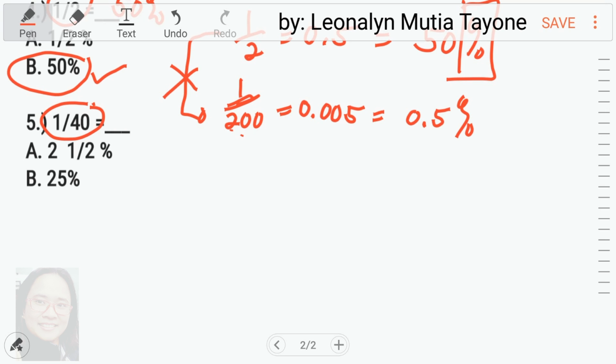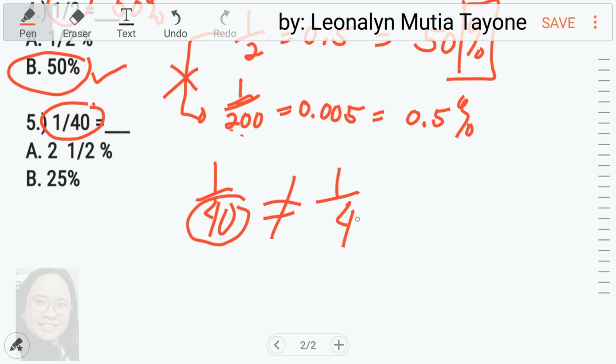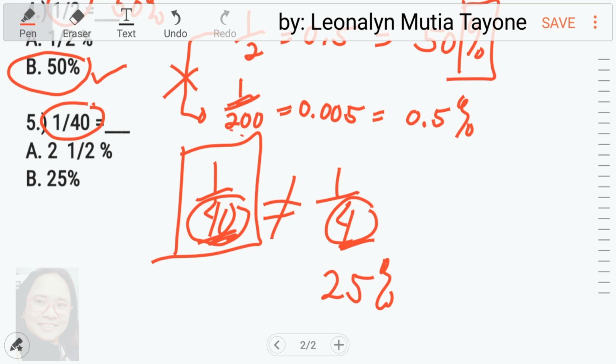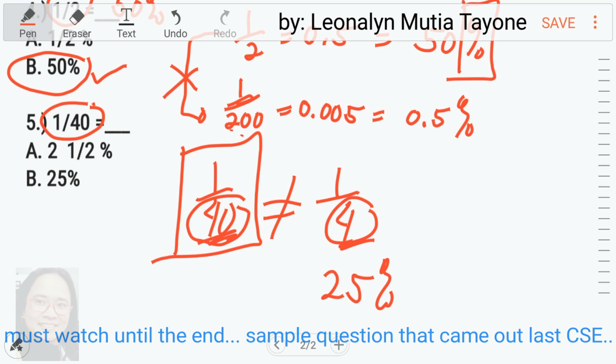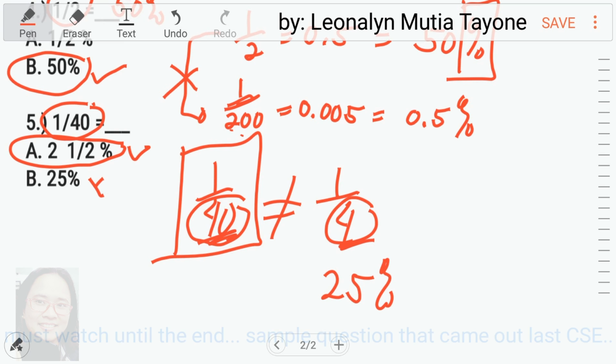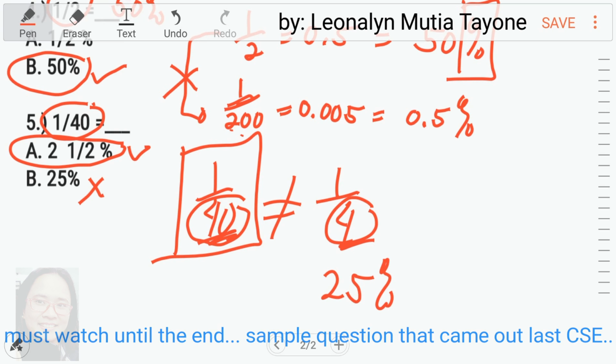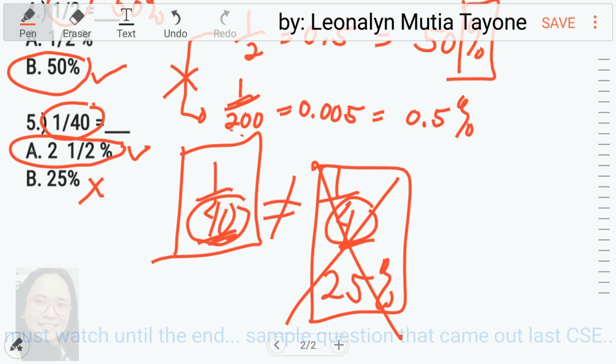Ngayon, dito tayo sa number 5. 1/40. Si 1/40 is not equal to 1/4. As in, hindi talaga yan. Dito pa lang, 40 ito 4. So, hindi sila equal. Kaya, itong 1/4, ito yung 25%. Ang tanong dito ay yung 1/40. Kung ilan ito kapag na-convert into percentage. 2 lang naman yan. So, ang sagot dito ay letter A at hindi 25%. Obviously, hindi siya 25% kasi ang tanong, hindi naman yan 1/4. So, ang sagot dito ay letter A.